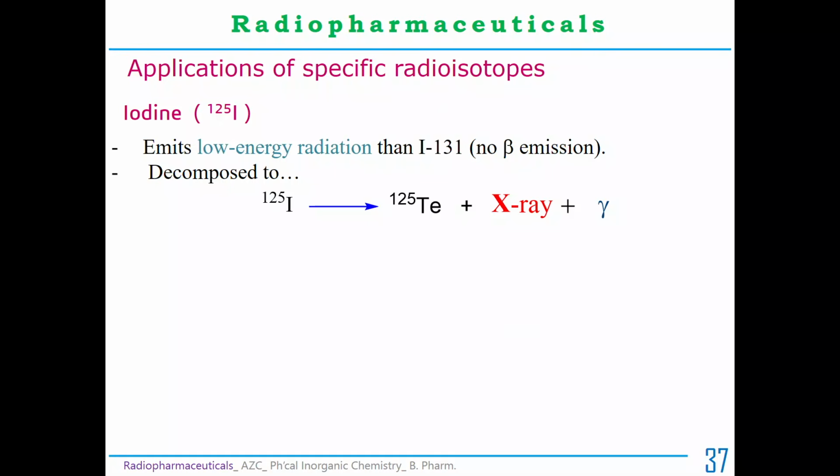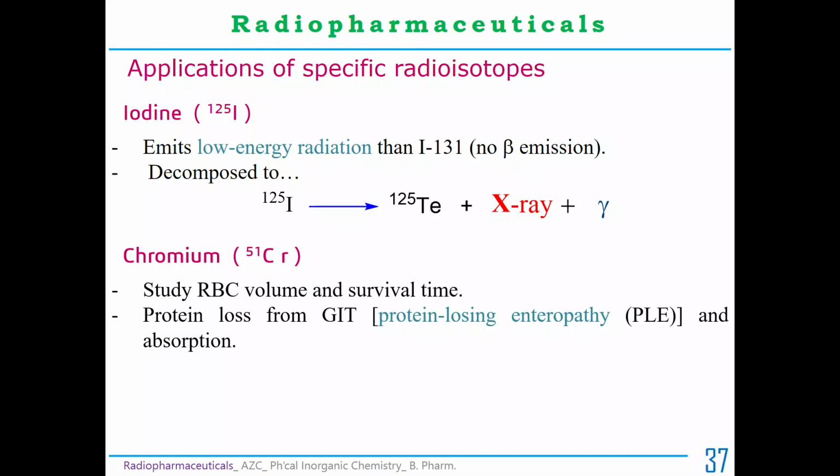Applications of specific radioisotopes. Iodine-125 emits low-energy radiation than iodine-131. Iodine-125 decomposed to tellurium-125 and emits X-rays and gamma rays. Chromium-51 used in study orbital volume and survival time, protein loss from GIT, protein losing enteropathy, and absorption.